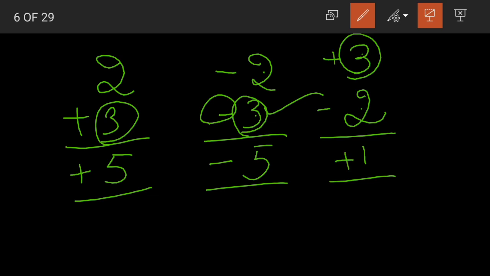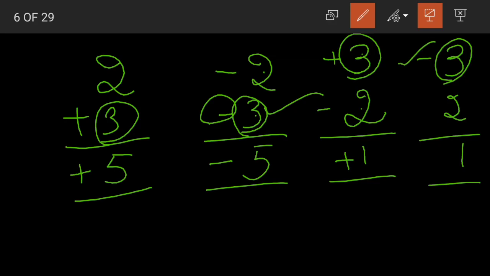Clear, class? Look at another scenario. Minus 3 plus 2, when we have one negative and one positive integer. Again, 3 minus 2 is 1. 3 is the higher absolute value number. It is having a negative sign. So the answer will also have a negative sign. Is this clear? You simply remember this.